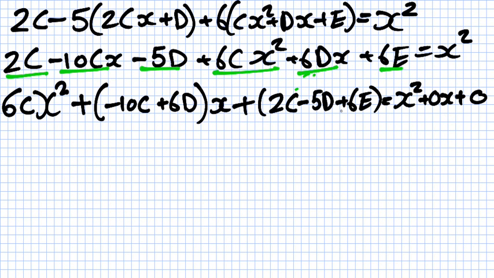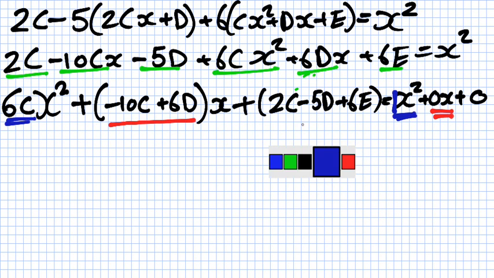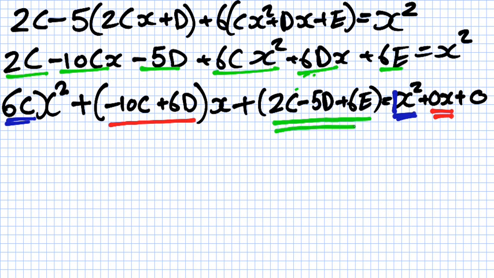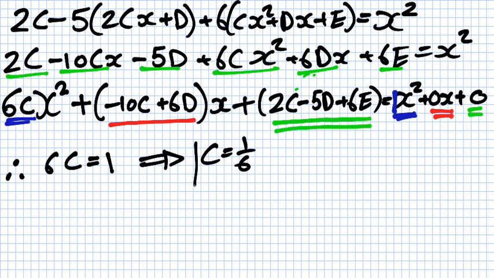So we can do a comparison here. I have 6c x squareds on the left, and then 1 x squared on the right. I have minus 10c plus 6d x's on the left, and no x's on the right. And then I have 2c minus 5d plus 6e non-x's on the left, and 0 non-x's on the right. So therefore 6c must equal 1. So that means c equals 1 over 6.